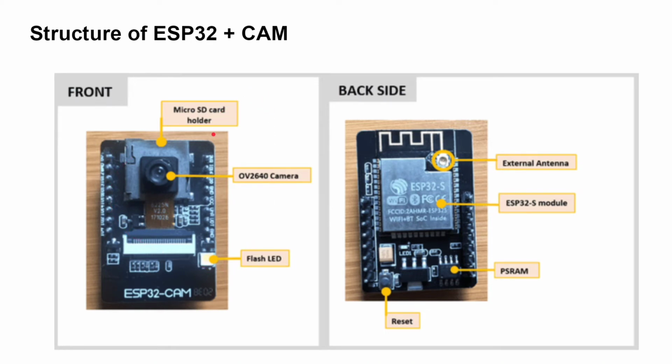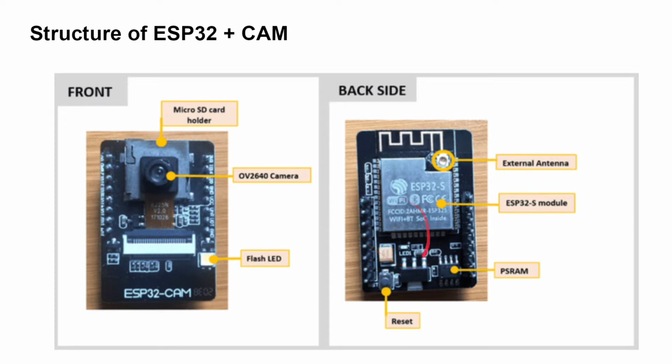The front side of the module consists of a micro SD card holder, which can hold a micro SD card up to a size of 4 GB, useful to store images taken with the camera or to store files to serve to the clients. And the OV2640 camera is a 2 megapixel camera attached to the microcontroller using an FPC connector. This camera supports 8-bit compressed data with an image transfer rate of 15 to 60 frames per second. And a flash LED, a white LED which acts as a flash lamp for the camera.